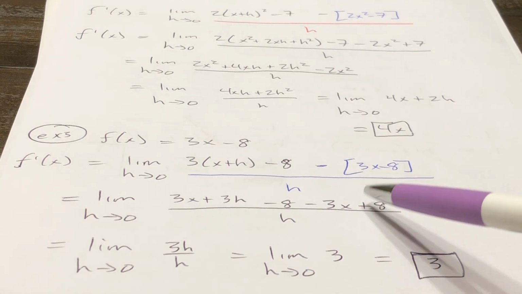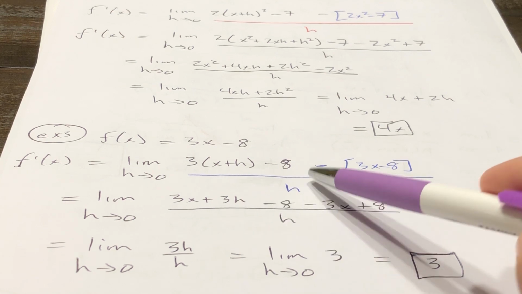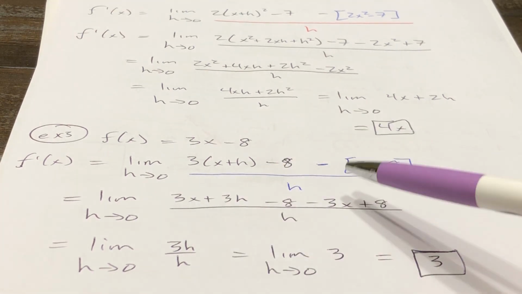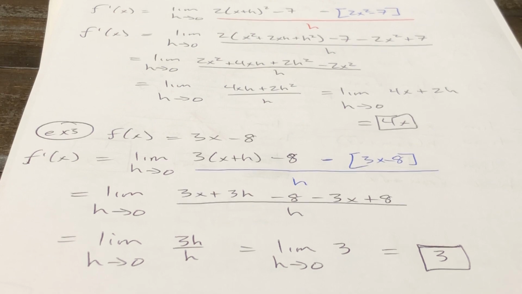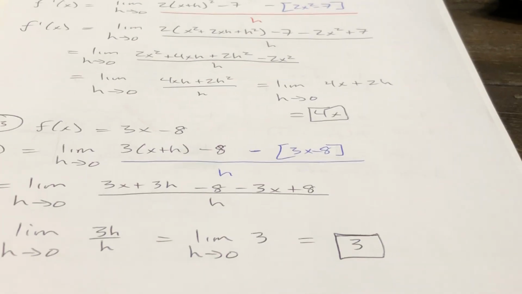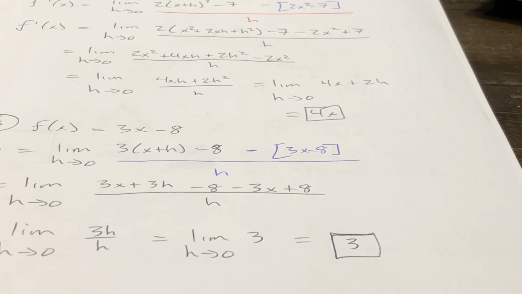Anyway, long story short, this is f of x plus h minus f of x. Again, you're subtracting negative 8. Negative 8, positive 8 cancel. 3x, negative 3x cancel. You're left with 3h over h. What's the limit of 3 as h goes to 0? The limit of any constant as x or h or anything goes to 0 is just that constant, 3. All right, so those are 3 derivatives for us.